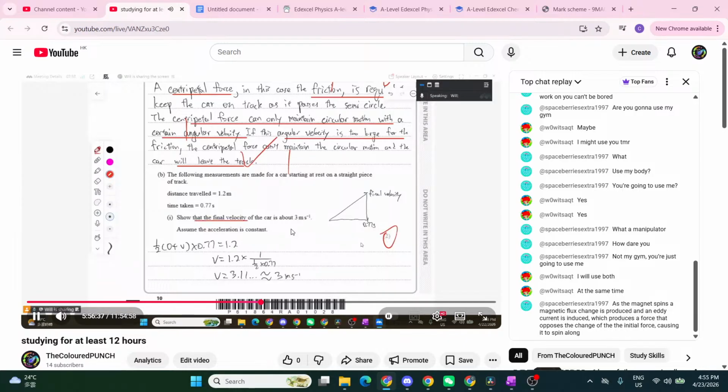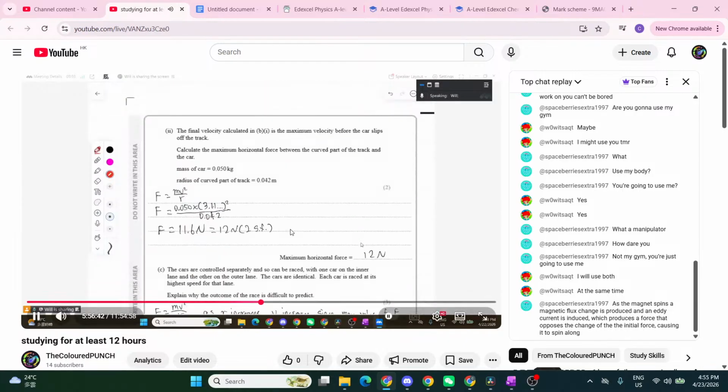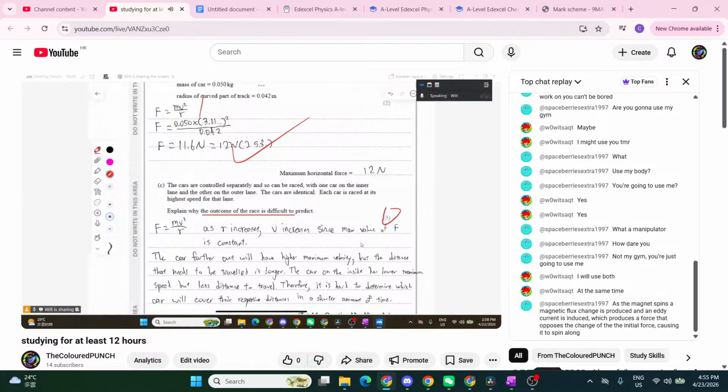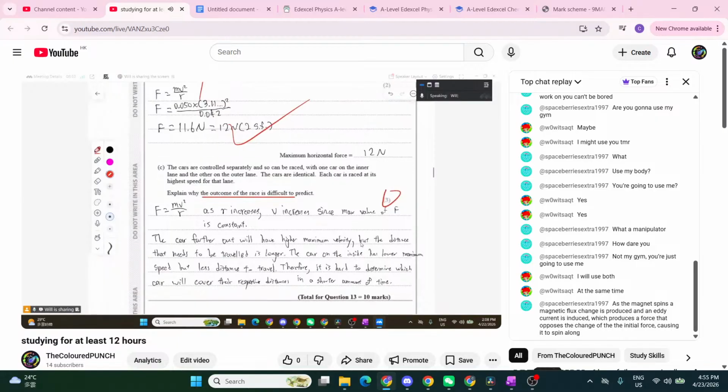And this one: to show that the velocity, and the force is 1 mark. Finally, explain why the outcome of the race is difficult to predict. Here are 3 marks. As the radius increases, the velocity increases, since the maximum value of the force is constant.